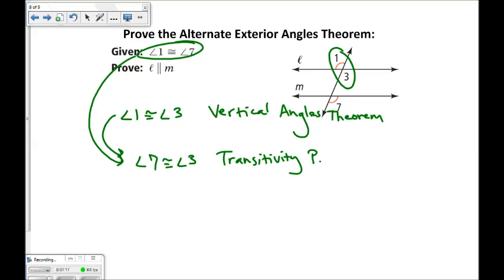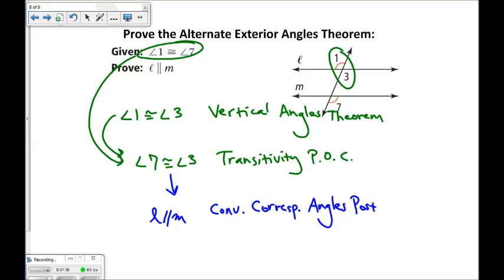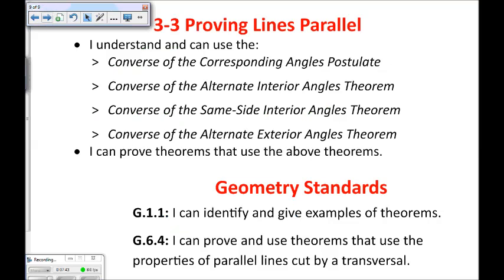I'll abbreviate postulate of congruence. Okay, now that our corresponding angles are congruent, this tells me that line L must be parallel to line M by the converse of the corresponding angles postulate. Okay, and that's our proof. This video was about the converse of our postulate and our three theorems and proving that lines are parallel.